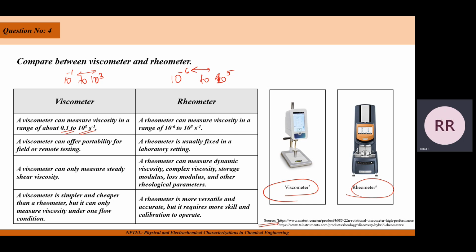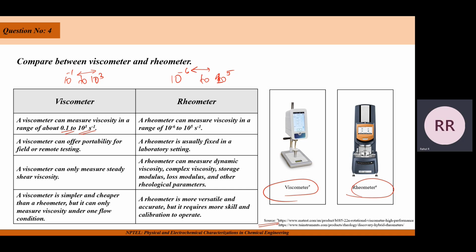Now, a viscometer can only measure steady shear viscosity, whereas a rheometer can measure dynamic viscosity, complex viscosity, storage modulus, loss modulus, and many other rheological parameters. So a rheometer is a much more versatile instrument that can measure a wide variety of things that a viscometer is not capable of. That is a major advantage of the rheometer. Even though a rheometer may not be that portable, or maybe not portable at all, it can measure a much wider spectrum of information that is not possible with a viscometer.